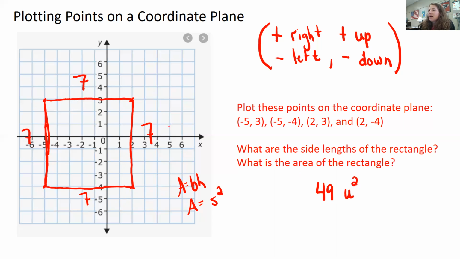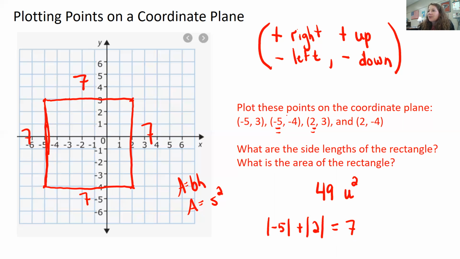All right. Now, if I didn't have a coordinate plane and I needed to know what the side lengths are, I'm going to take 2 of my x values. So I have 2 x values, negative 5 and 2, and I'm going to find the absolute value of both. The absolute value of negative 5 is 5. The absolute value of 2 is 2. And we're going to add those together. And I would know my side length is 7.